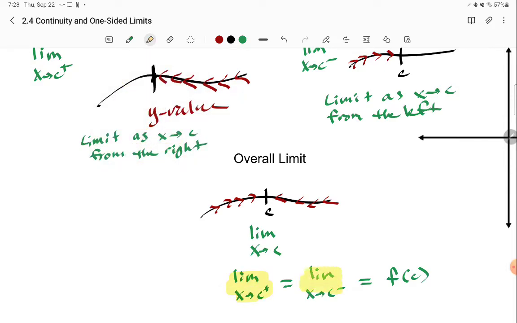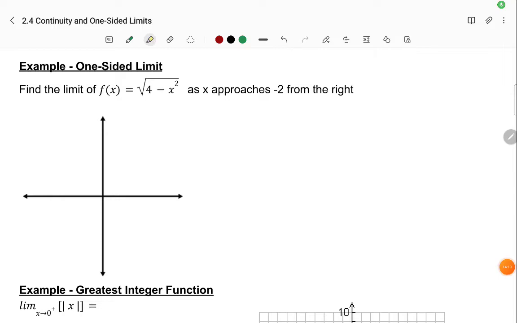So in order for that overall limit to exist, these three things have to happen. The left and right hand limits have to be equal, and the value at that point has to equal the left and right hand limits. Okay? So in order for the overall limit to exist, all three of these things have to be true. Let's take a look at an example.